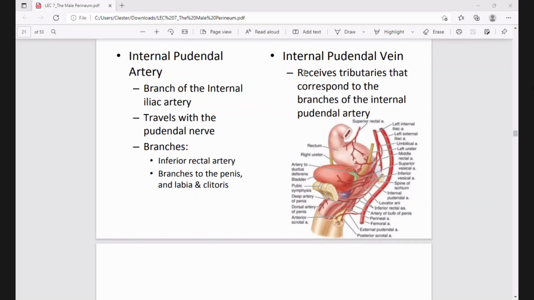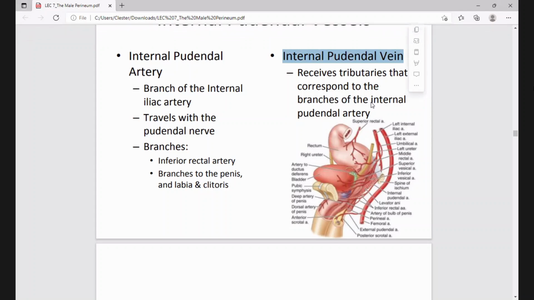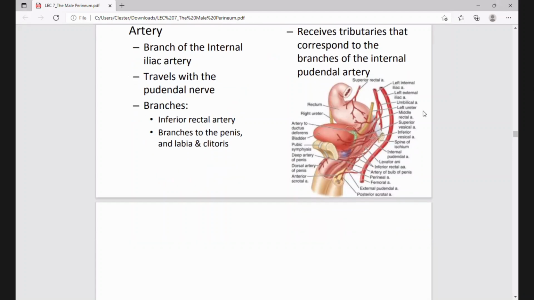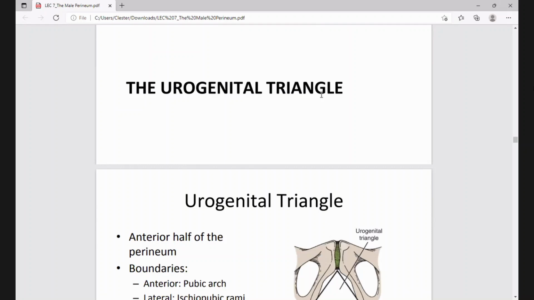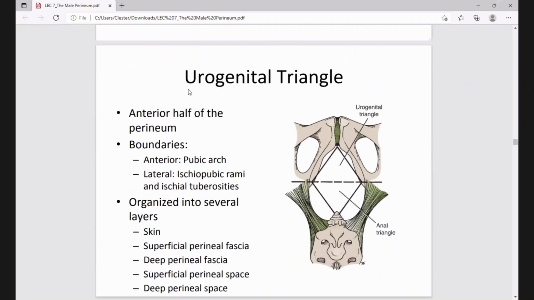So you have the pudendal artery and the pudendal vein. The internal pudendal vein eventually drains to the internal iliac vein. Okay, we finish with the anal triangle. Now we go to the urogenital triangle and its contents.